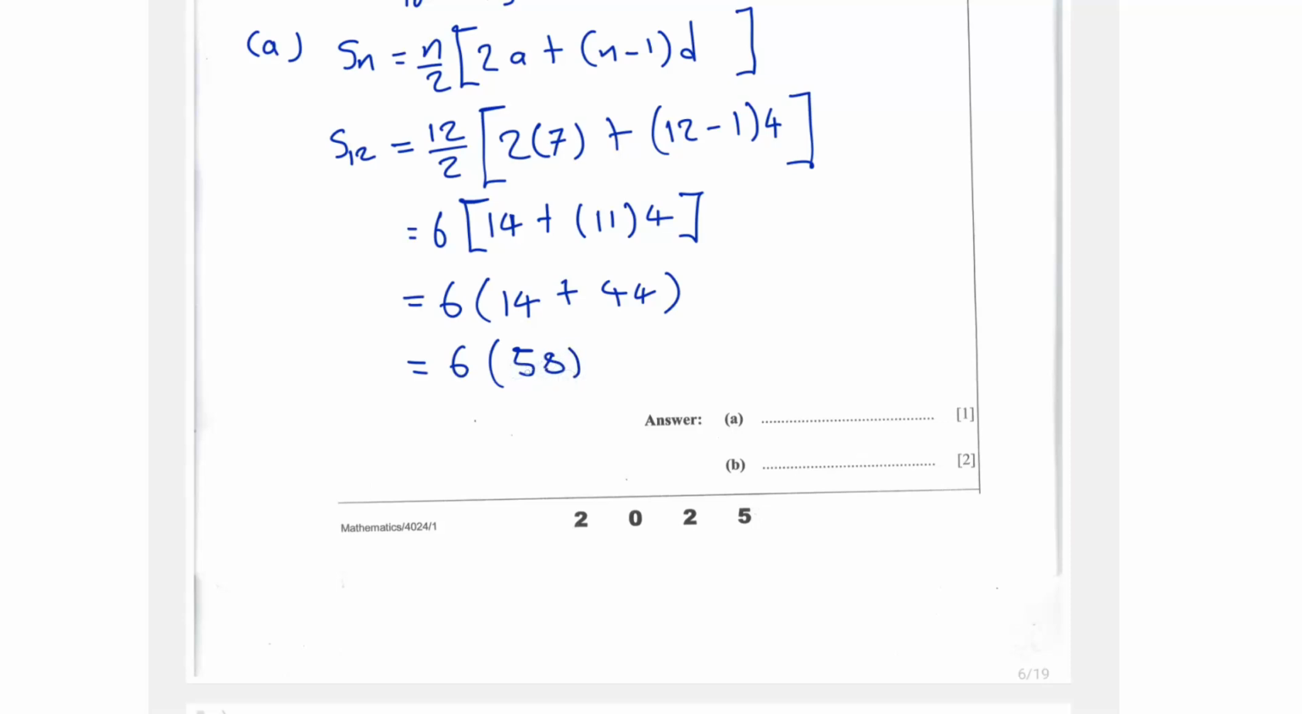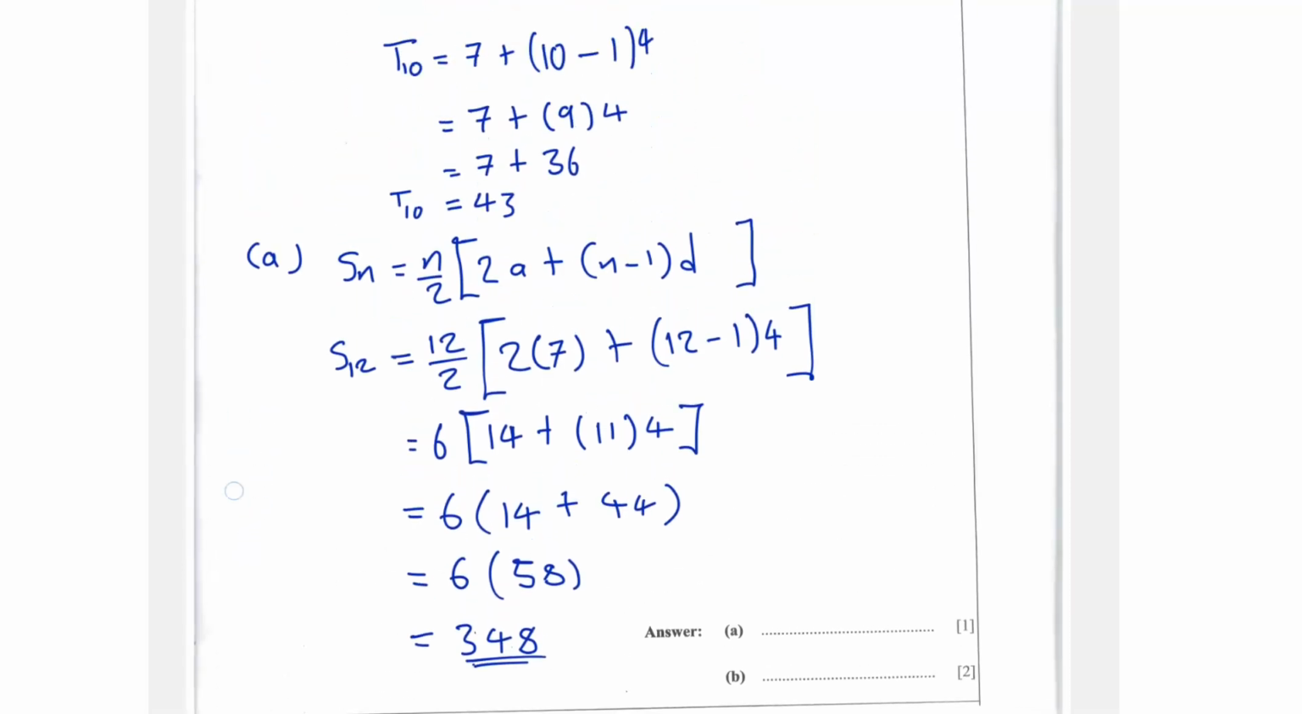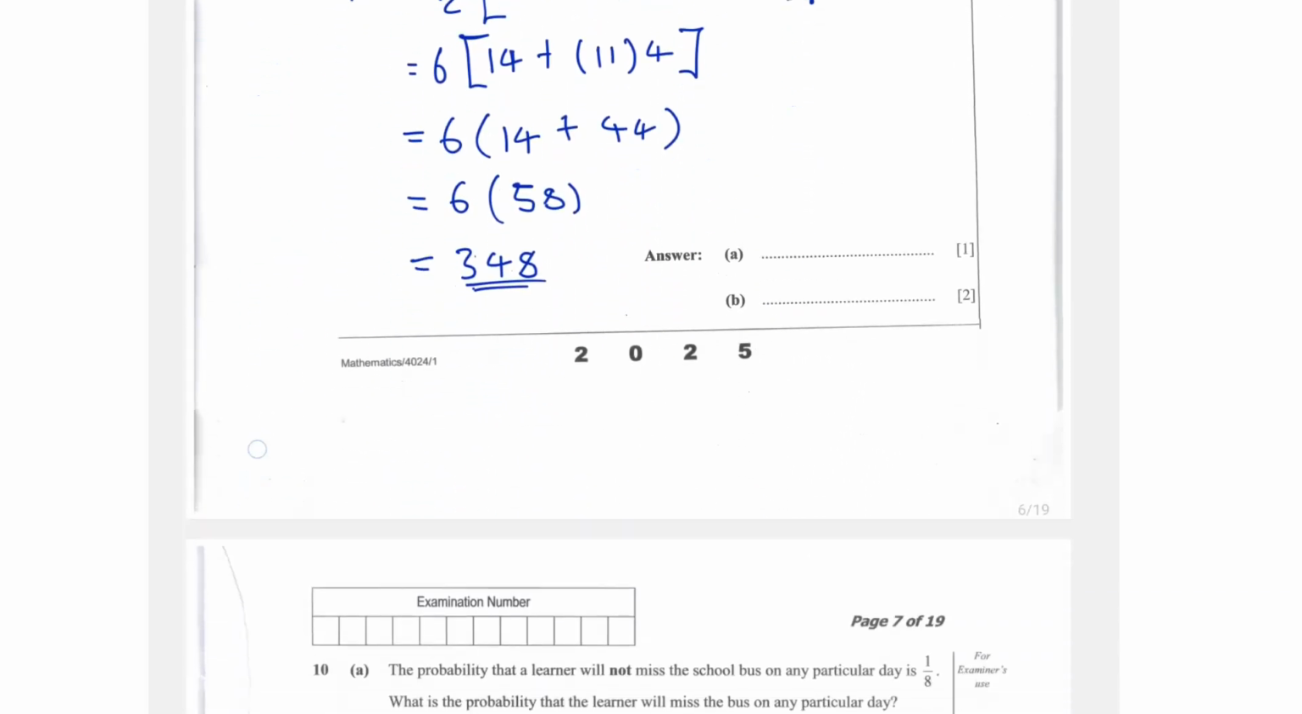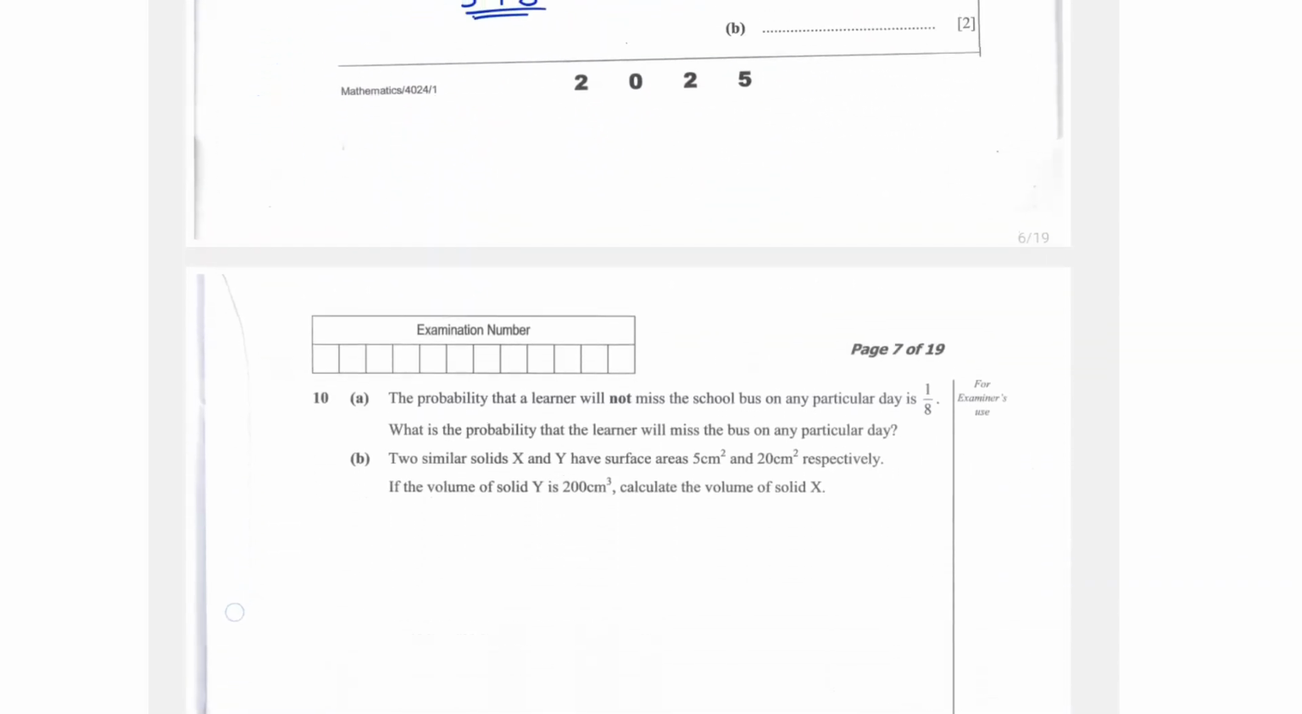So 58, and then multiply by 6. The sum of the first 12 terms will be 348. So this is the sum. We are done with this question. We can look at another question.